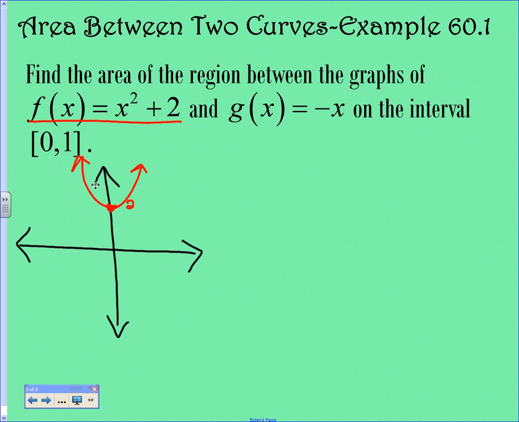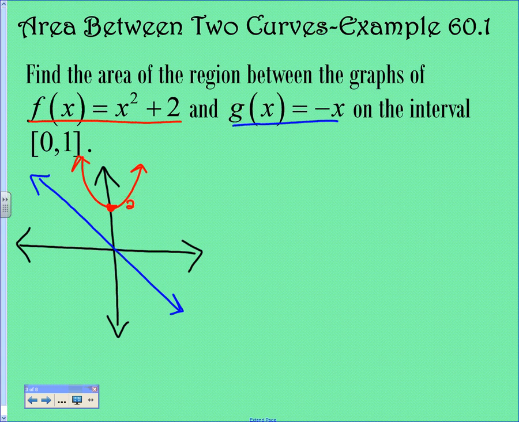Where would the line y equals negative x be? Why does it look like that? What is the slope? -1. What is the y-intercept? 0. So it goes to the origin with a slope of -1. So it's falling. Does that make sense?